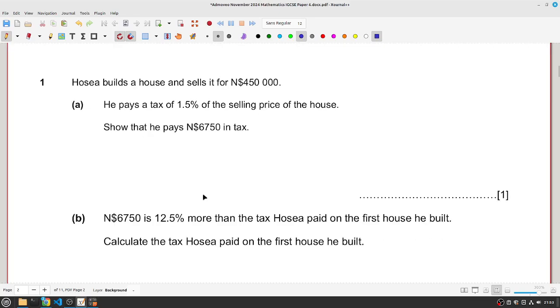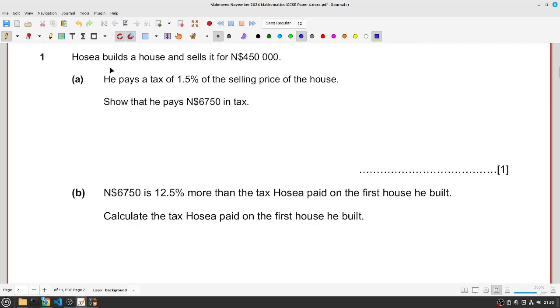Okay, first question. So we see Hosea builds a house and then sells it for 450,000 Namibian dollars. He pays a tax of 1.5% of the selling price of the house, which is the 450,000. Show that his tax that he has to pay is 6,750. Okay, so we just want to work out the tax on this amount, which is the selling price.